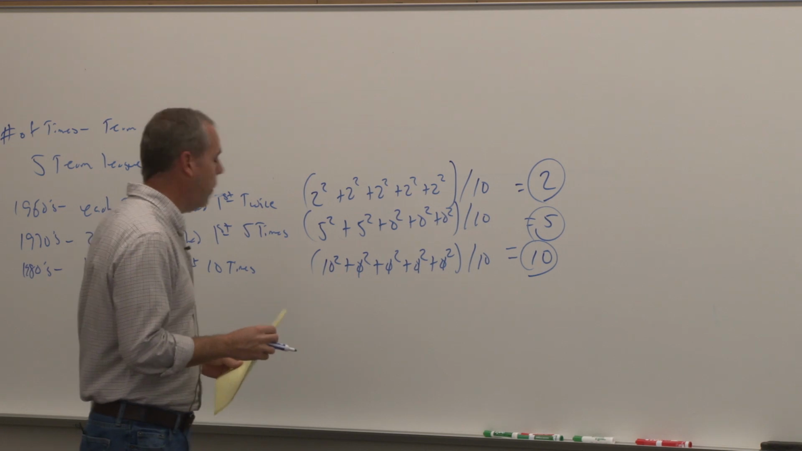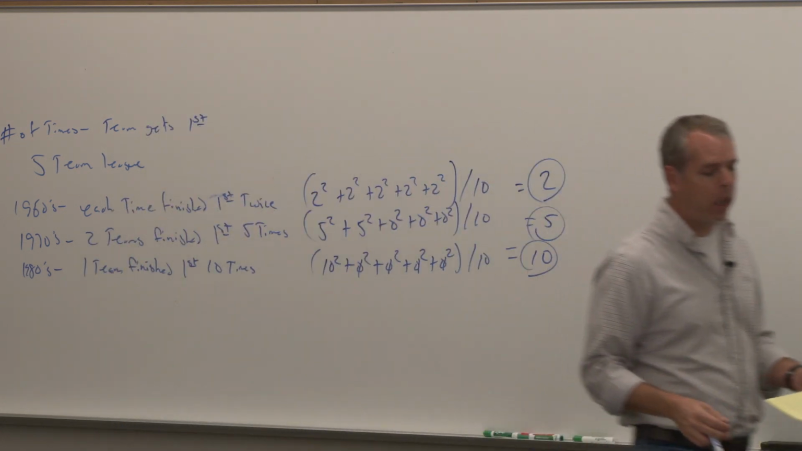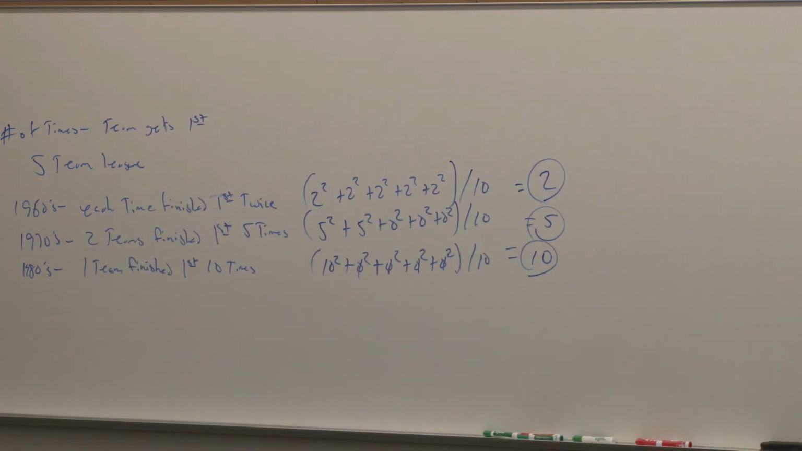So we see here, if we look at this in terms of the HHI, the number of wins, the 1960s is clearly more competitively balanced than you have in the 1980s. I mean, you wouldn't even have to figure out the number to know that, right? Each team in a 5-team league finishing first twice means that's a pretty even distribution of wins. 1970s is a little bit worse. 1980s is the worst, right?